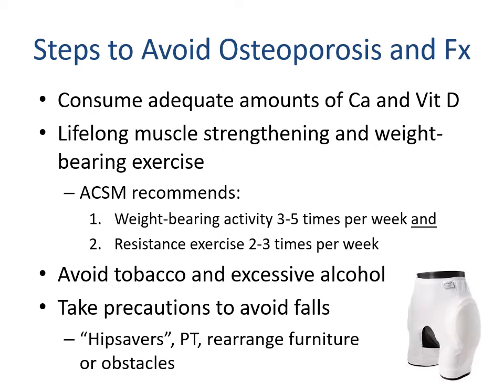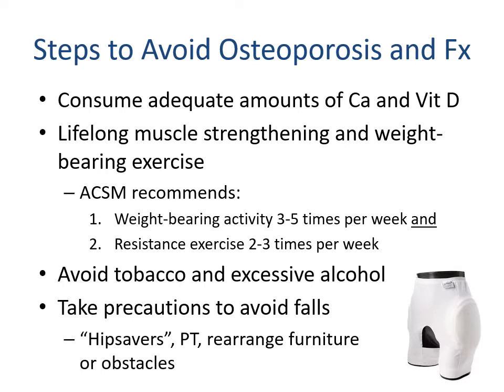So, steps to avoid osteoporosis and fracture. Consuming adequate amounts of calcium and vitamin D. We recommend lifelong muscle strengthening and weight-bearing exercise. ACSM recommends weight-bearing activity 3 to 5 times per week, with resistance training 2 to 3 times per week. We want to avoid tobacco and excessive alcohol, and take precautions to avoid falls, especially if we're at high risk.